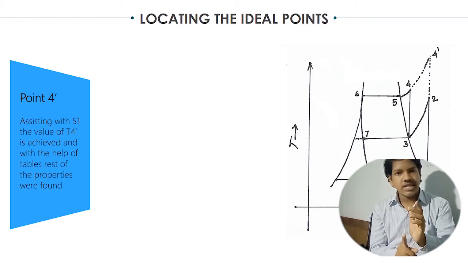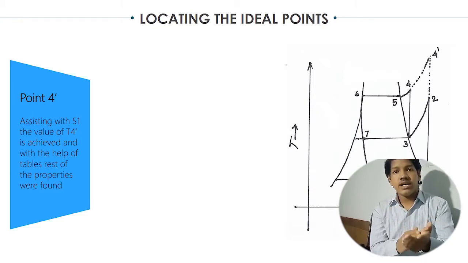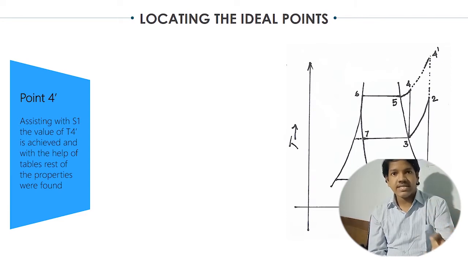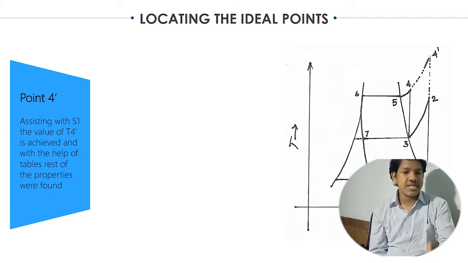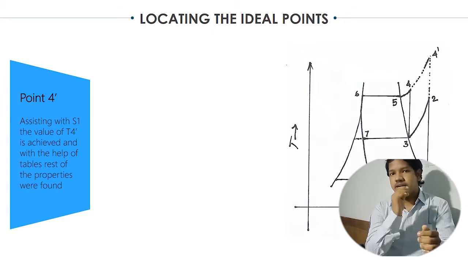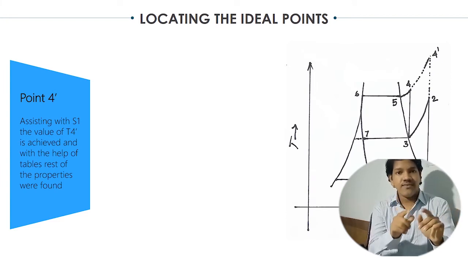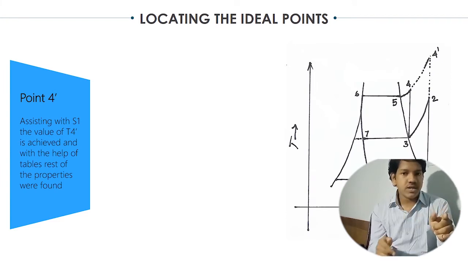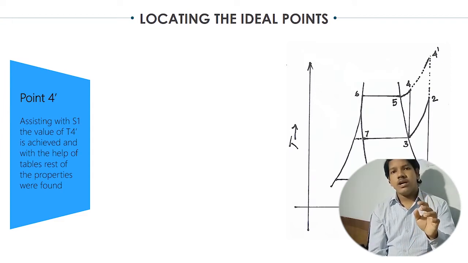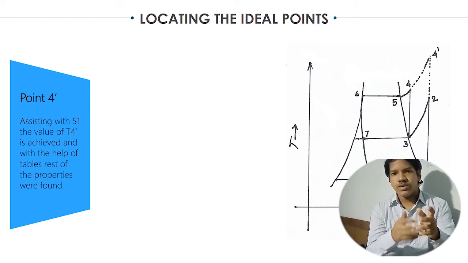We have already got the entropy. Now with the other thermodynamic property related to entropy, that is S4 dash is equal to S5 plus Cp ln (T4 dash divided by T5), we can easily calculate T4 dash, as we already know S5 from the saturated vapor line, because point 5 lies on that saturated vapor line. So now using these two properties we can easily get the enthalpy, the entropy, and the temperature.